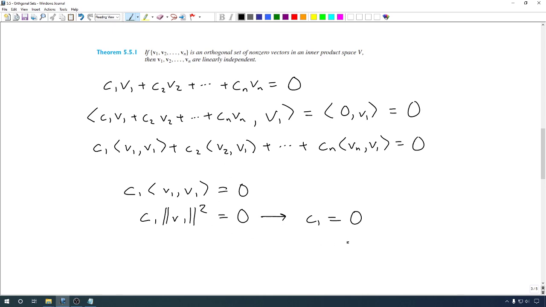And we do the same thing. We just have to do this with every single one of the vectors, v1 through vn, and we get that every coefficient is equal to 0. And if all the coefficients are equal to 0, if we can force that, then that shows that these vectors have to be linearly independent.